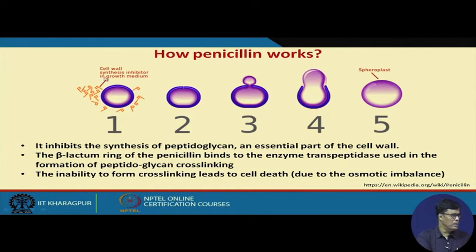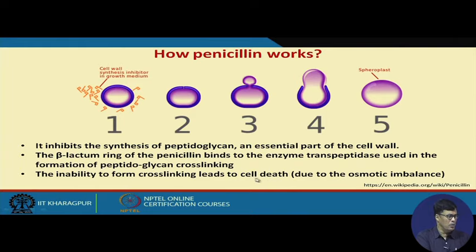This is the cell wall synthesis inhibitor in a growth media. This is the inhibitor that we have, that inhibits the synthesis of peptidoglycan, an essential part of the cell wall. The beta-lactam ring of the penicillin binds to the enzyme transpeptidase used in the formation of peptidoglycan cross-linking. And then the inability to form the cross-linking leads to cell death.